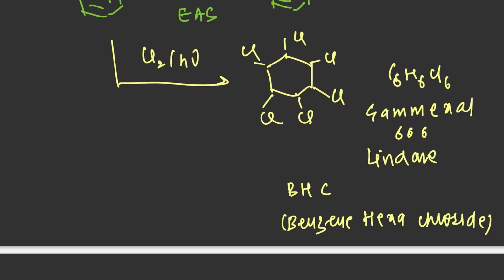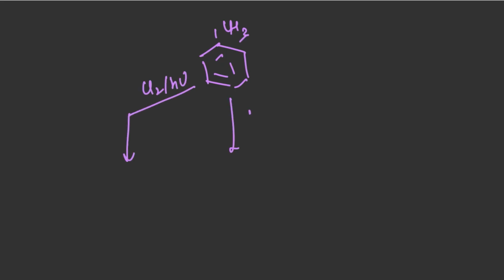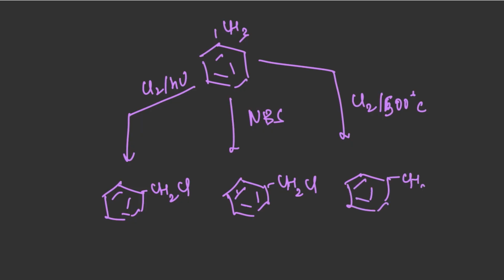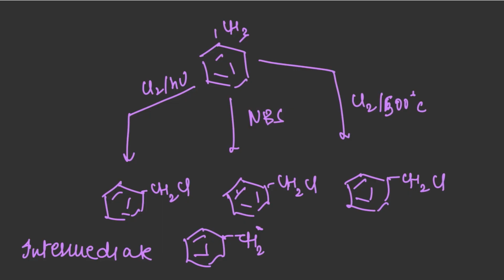And there are some more reactions. Let's look. When we have toluene reacting with Cl2 and h nu, NBS, or Cl2 at 500 degrees centigrade, in all these it will form CH2Cl, because here the intermediate is a CH2 free radical. So all these form this type of free radical.